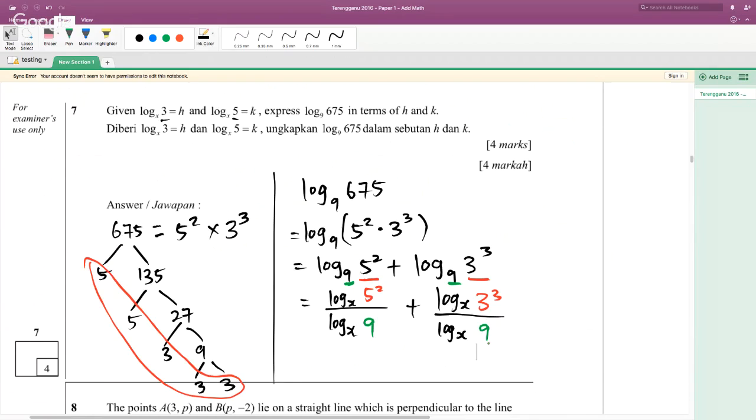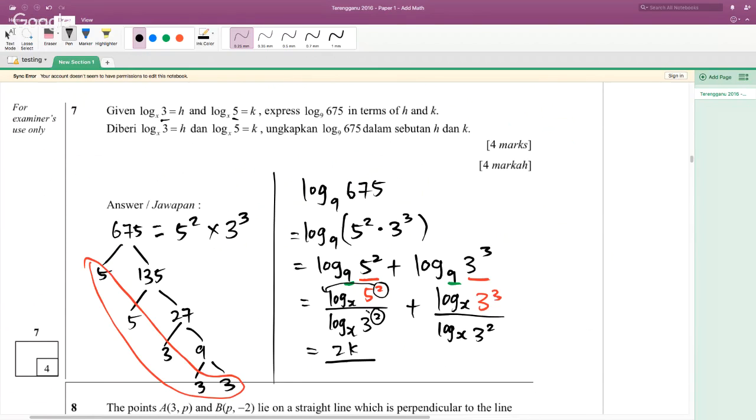All right, then we're almost done. Of course, we need a few more steps. So this one, of course, the 2 you can move in front, and then it will become 2 log x 5. What is my log x 5? It's k, so this is 2k. And for 9 itself, if you're smart enough, you know 9 basically is 3 squared.